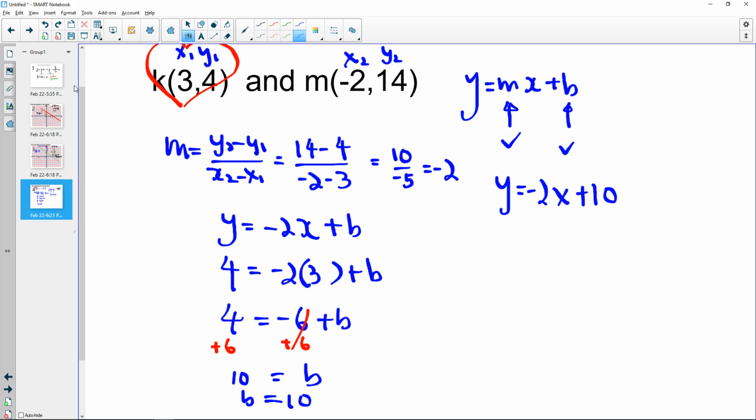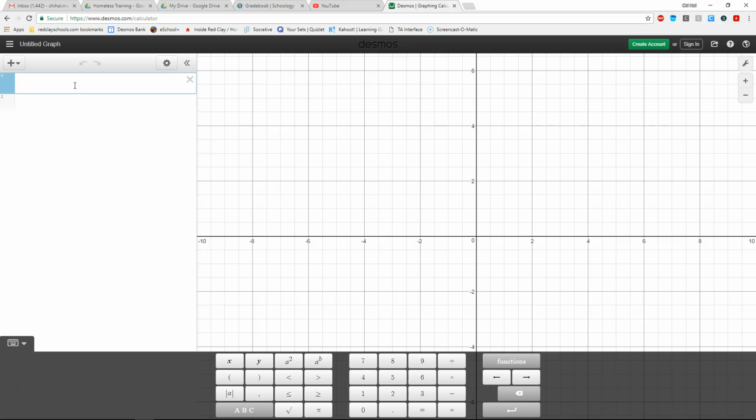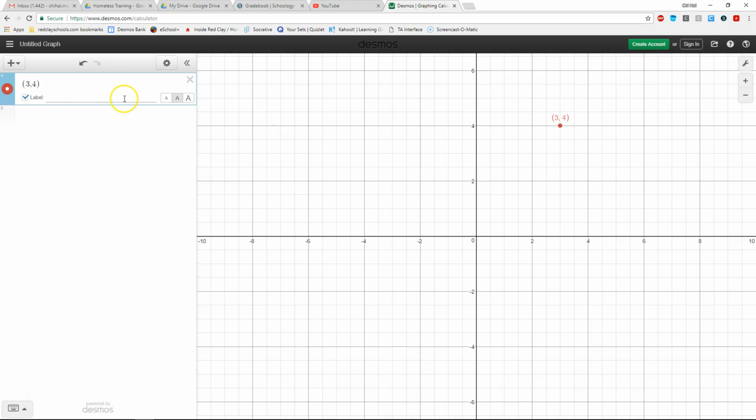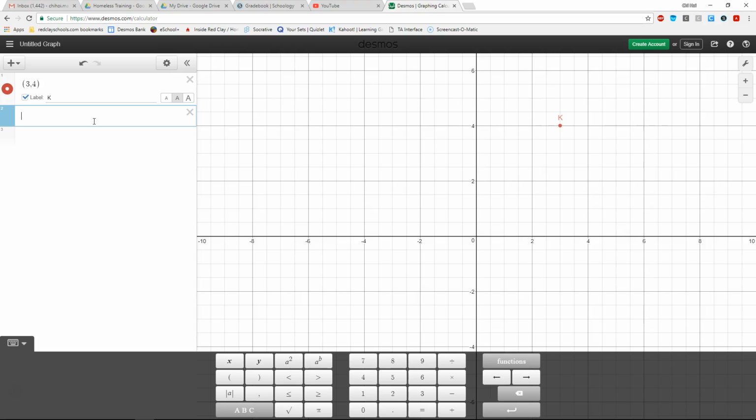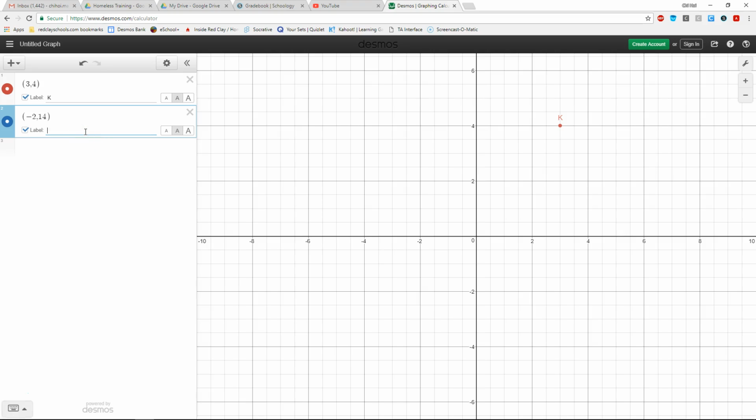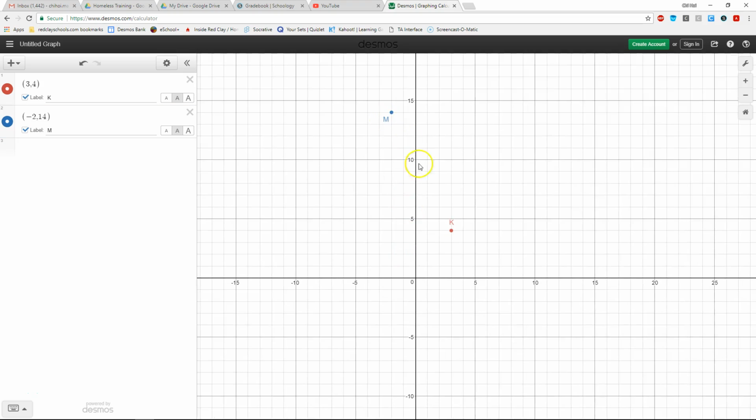Because that's where we started in the beginning. I said there are 2 points. One is called 3, 4, right? And we label that K. And then we have another point called -2, 14. And I'm going to label that M. So I know that these 2 points were the given ones, and we used these 2 points to find the equation.